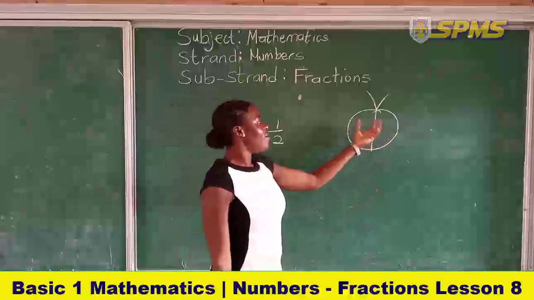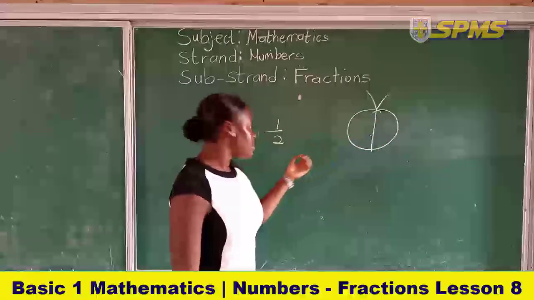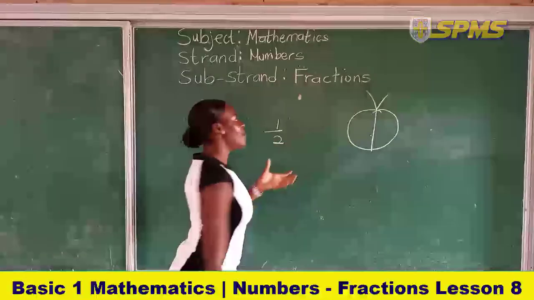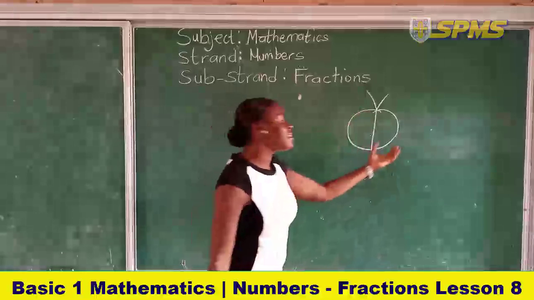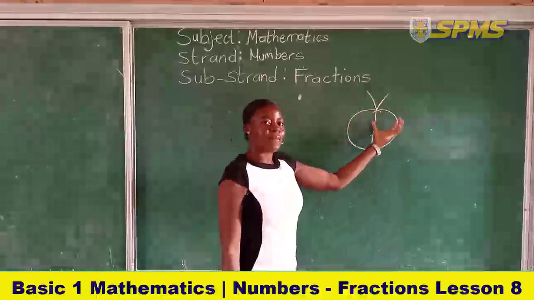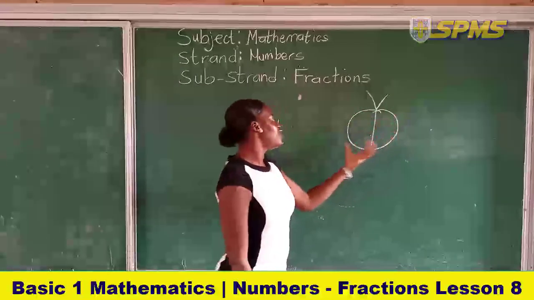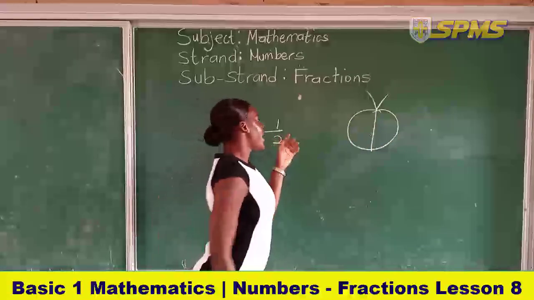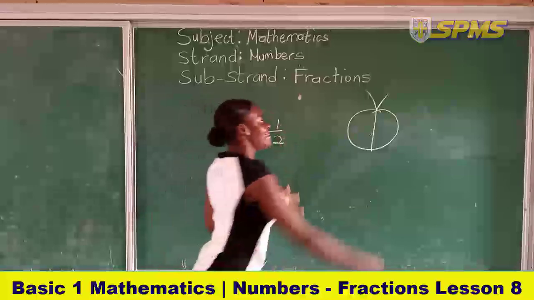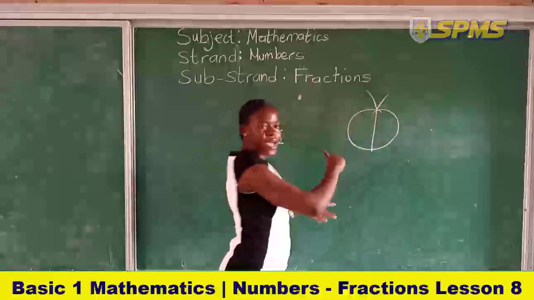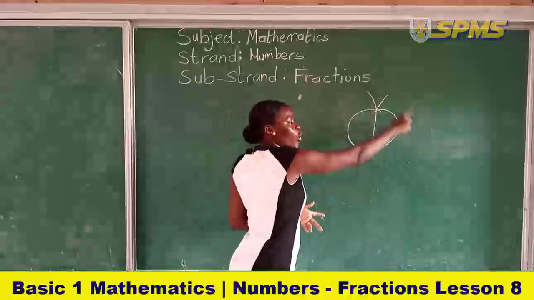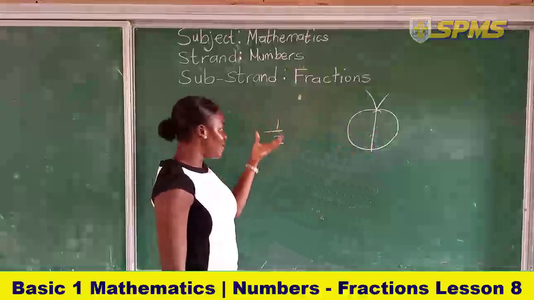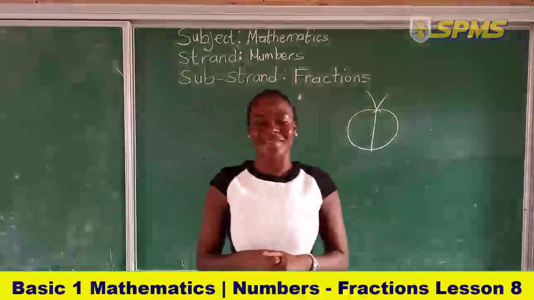So I have 1/2. The bottom number, that is the under number, we use it to represent the parts. So I've divided this into two parts. So the part that has been divided, we use the bottom number to represent that. That is the 2. And the top number, it is the total that we have. We have only one whole, which has been divided into two. So we have 1/2. That is very interesting, right?